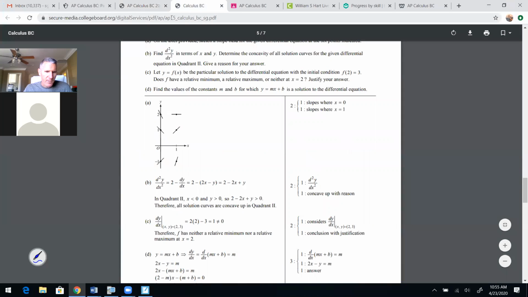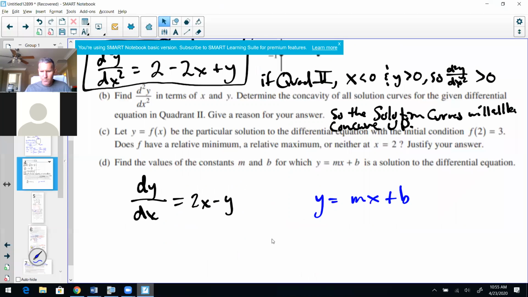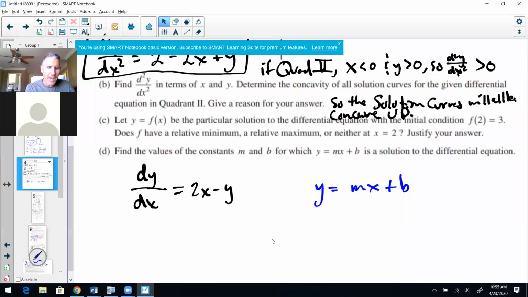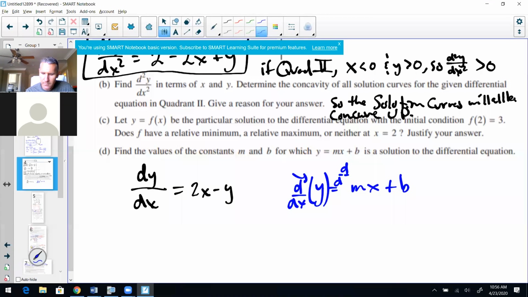Okay, so the fastest way to approach this. If we knew that this was the initial function, so that's the solution to the differential equation, meaning that is the initial function. And we were to approach it by differentiating this with respect to x, we're going to find that dy dx is just equal to the derivative of this thing, which is just m.